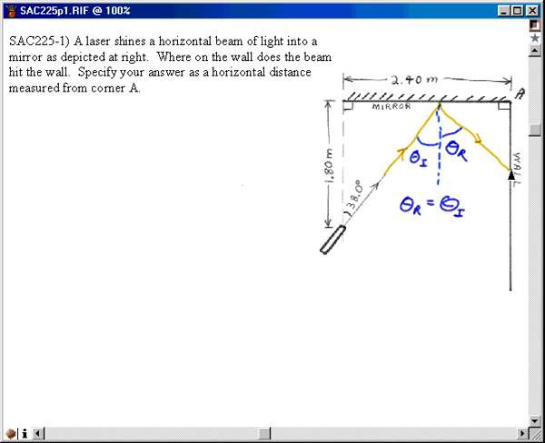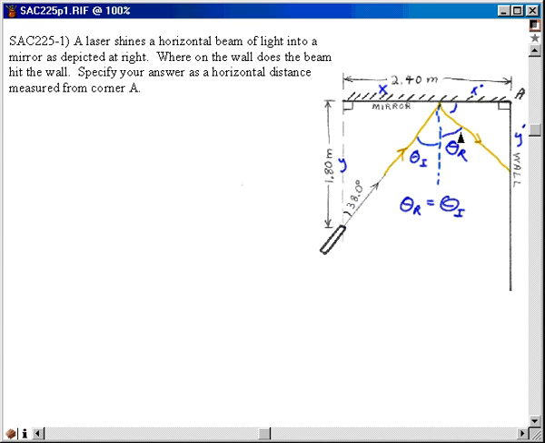So to find this distance, that's what we're looking for, we'll call it y prime. Call that x prime. X, let's call this y.